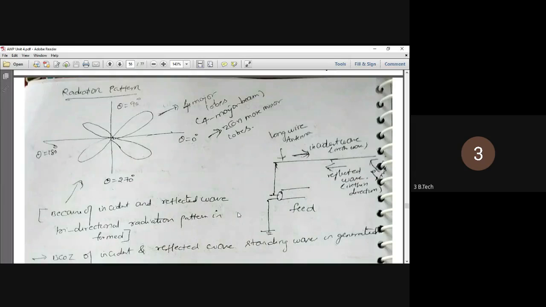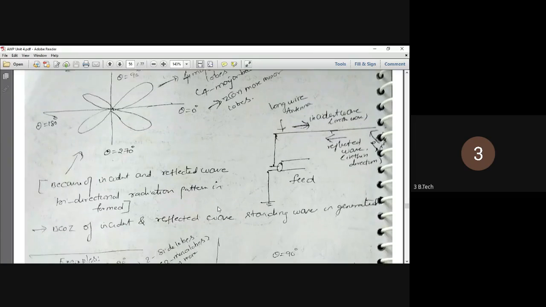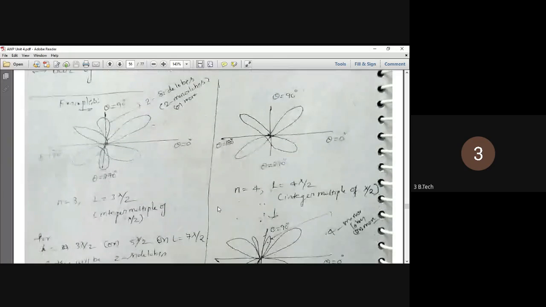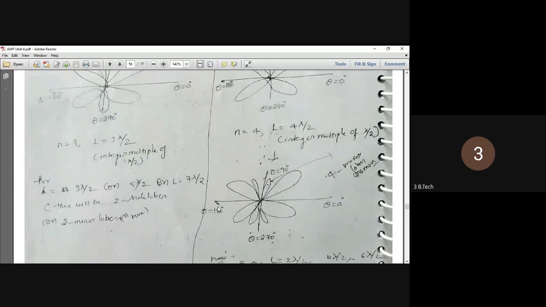Yes, sir. Okay. So in this radiation pattern, there are 4 major lobes and 2 or more minor lobes. Because of this incident and reflected wave, a bidirectional radiation pattern is formed. That is what we discussed yesterday, right? So there are 2 conditions: one is the odd condition, one is the even condition.